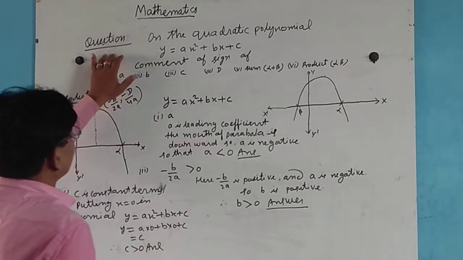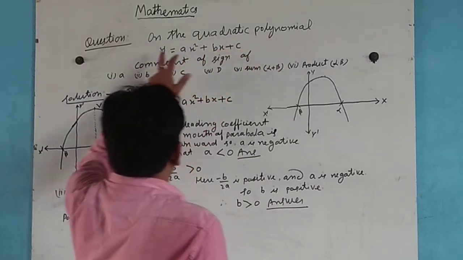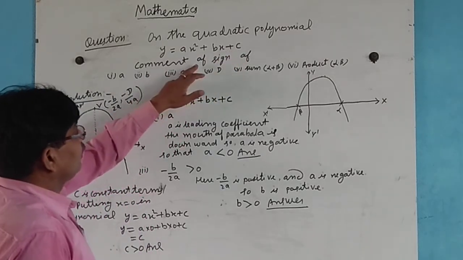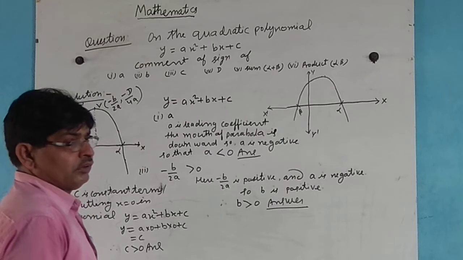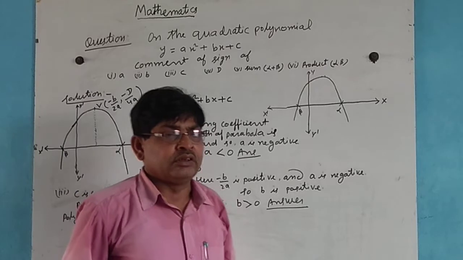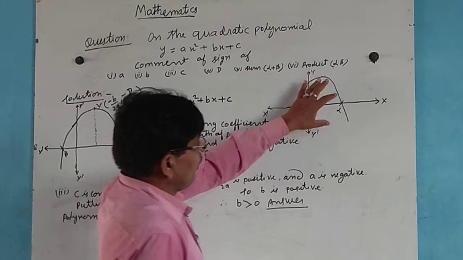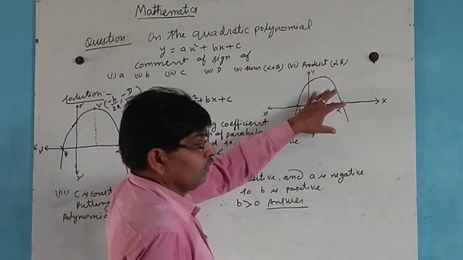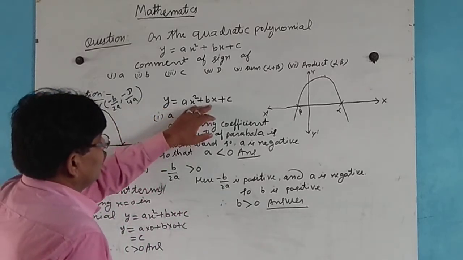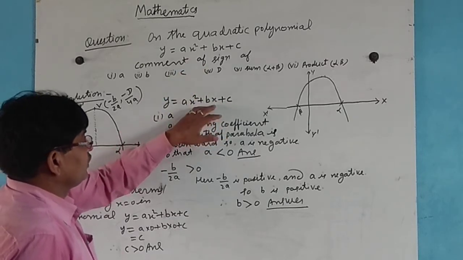Now one question here on the quadratic polynomial y equal to ax square plus bx plus c. Comment on the sign means plus or minus, greater than 0 or less than 0. Solution: this is a curve, and here y equal to ax square plus bx plus c is the given quadratic polynomial.